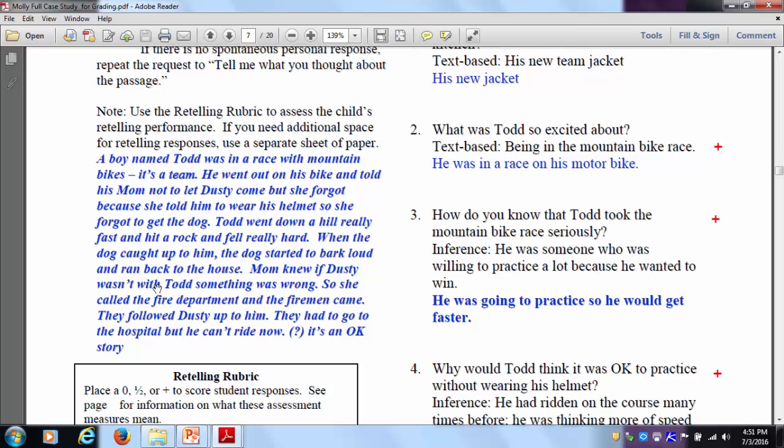Mom knew if Dusty wasn't with Todd, something was wrong, so she called the fire department and the firemen came. They followed Dusty up to him. They had to go to the hospital, but he can't ride now.